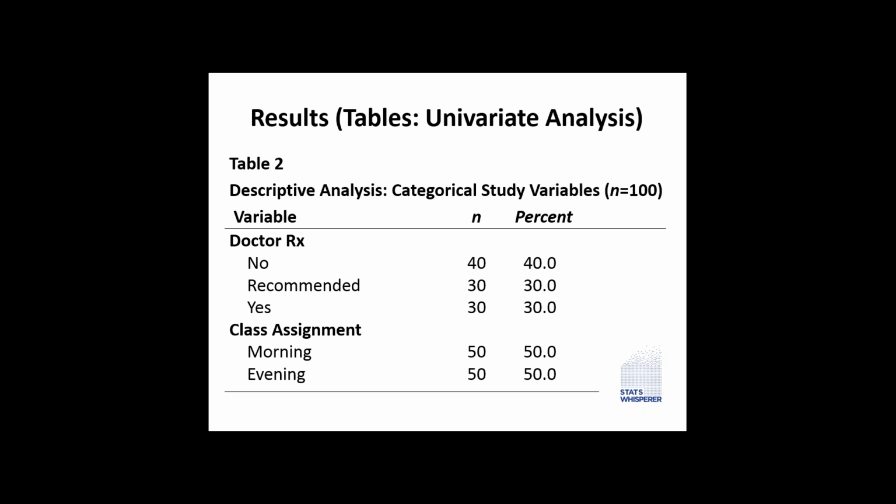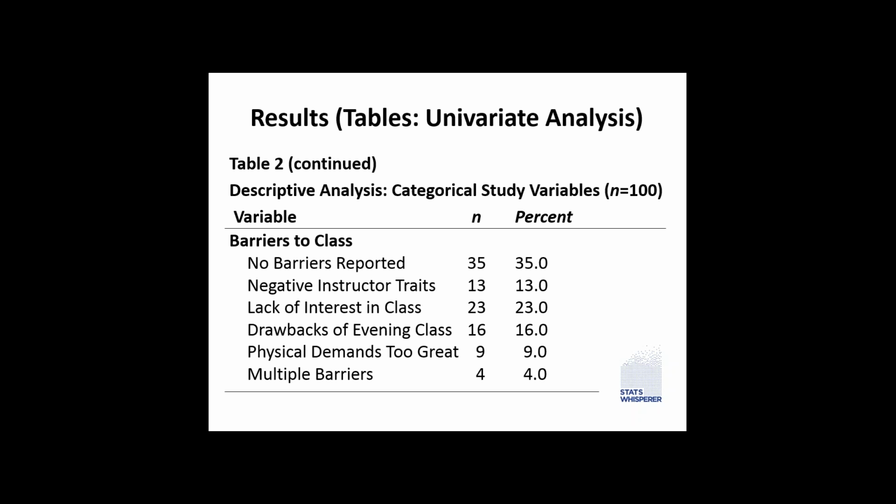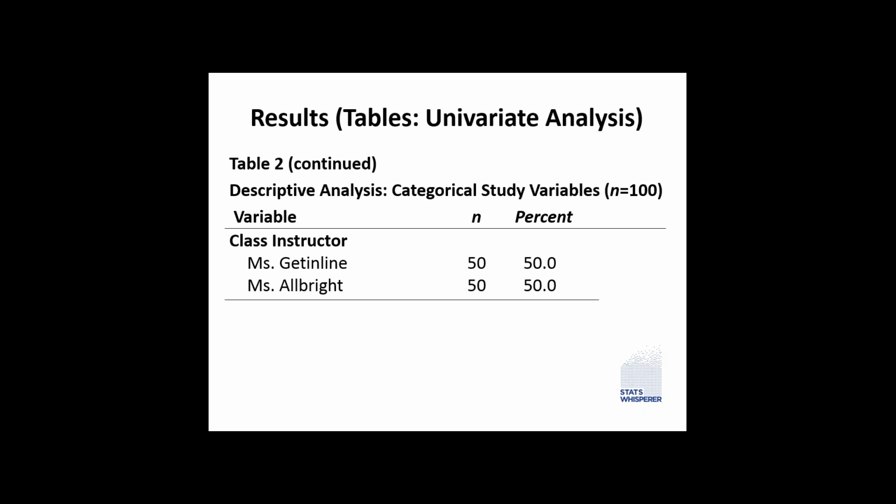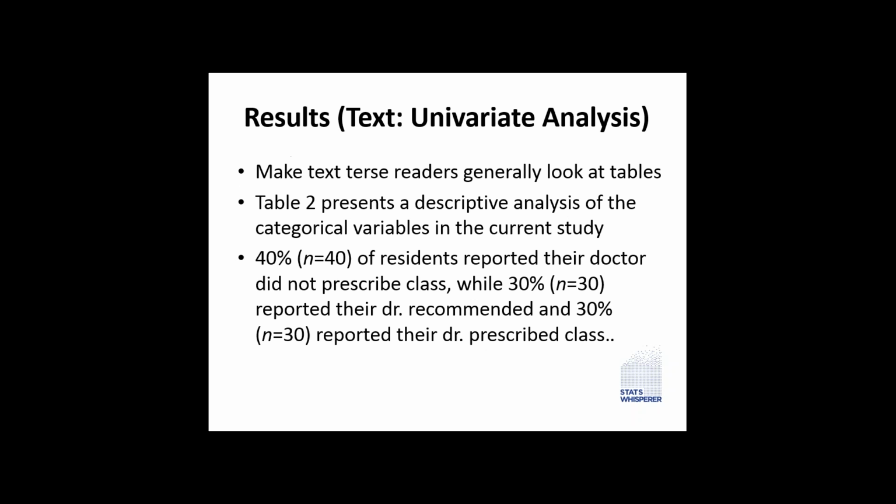So right, here we go. We just have an APA style. We have all the data presented for the descriptive analysis of categorical study variables for Table 2. And this should look very familiar because we went over it in week 2. Then also we have the barriers to class. So this is the actual qualitative data made into a quantitative variable for analysis. So we show how many people are within each category. And then we have, lastly, our class instructor.